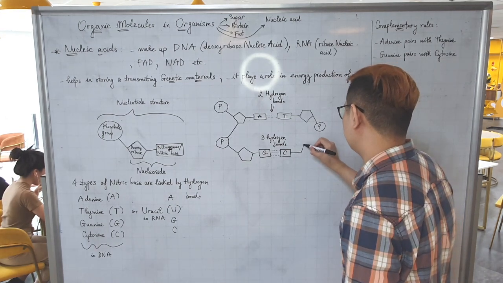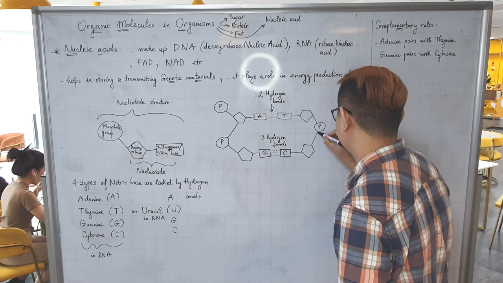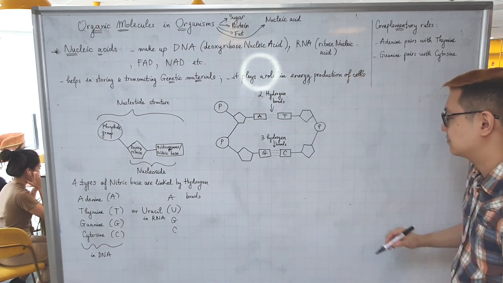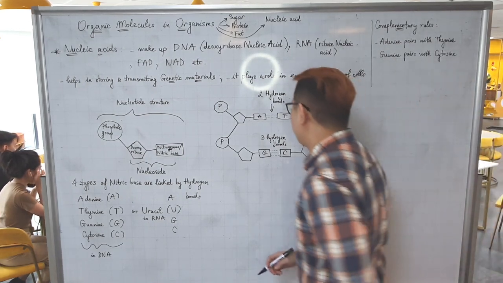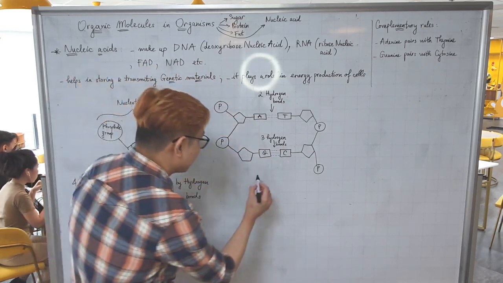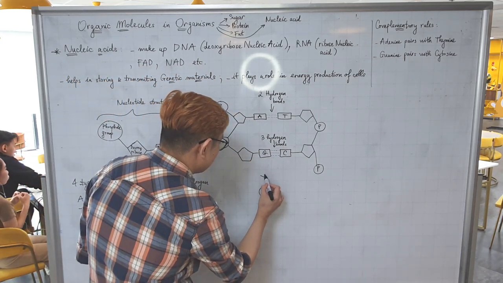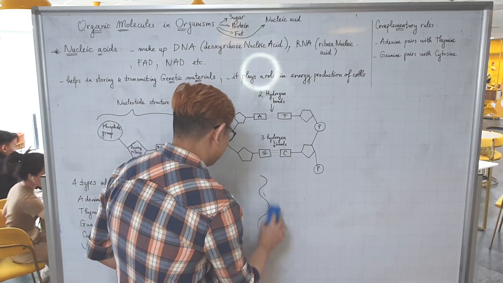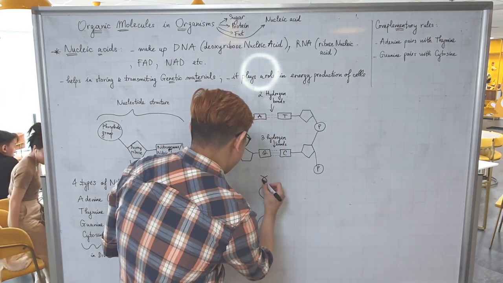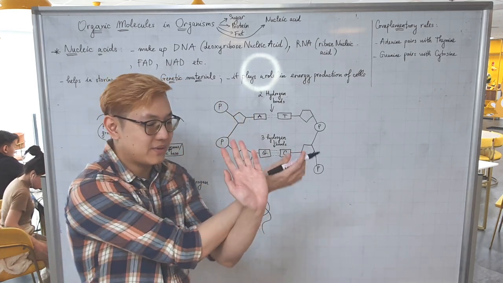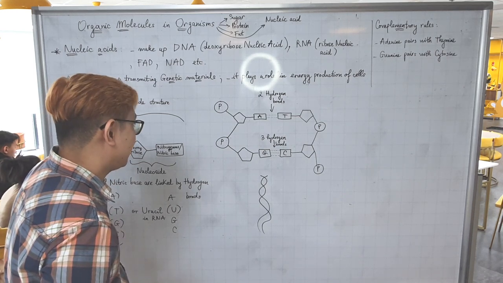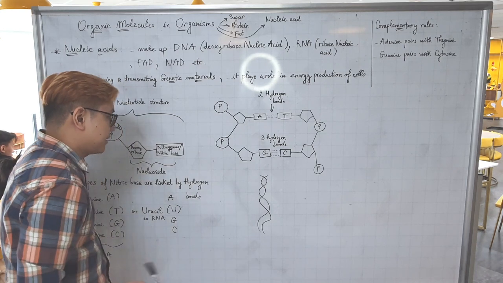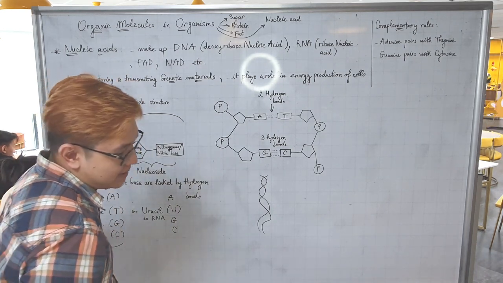And then what else do we have? We should have a phosphate group here as well. And then, you know, just go on and we have something like this. It shouldn't be straight like this. They should coil together like this after a while. So we have the DNA chain. Remember to understand that.